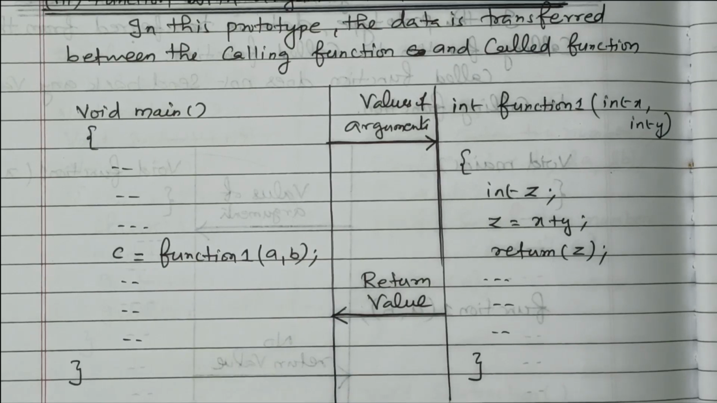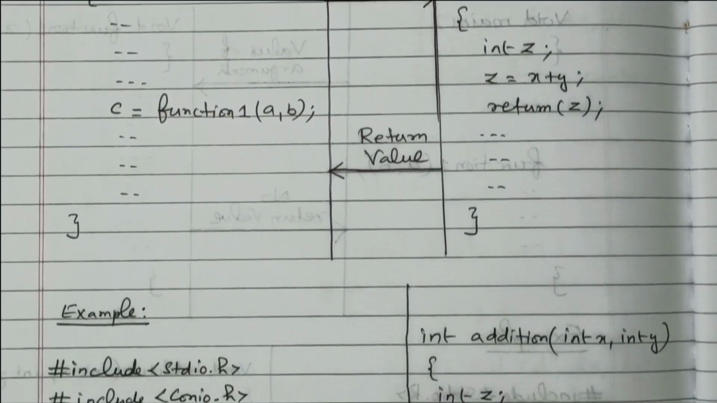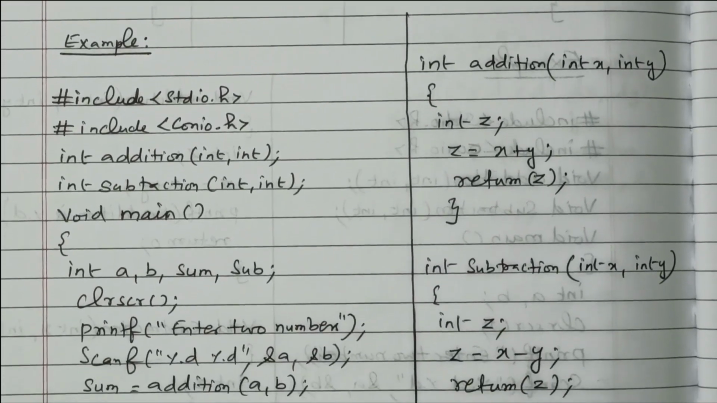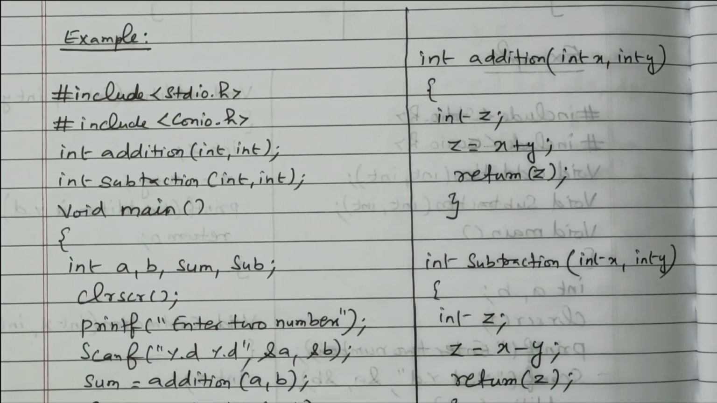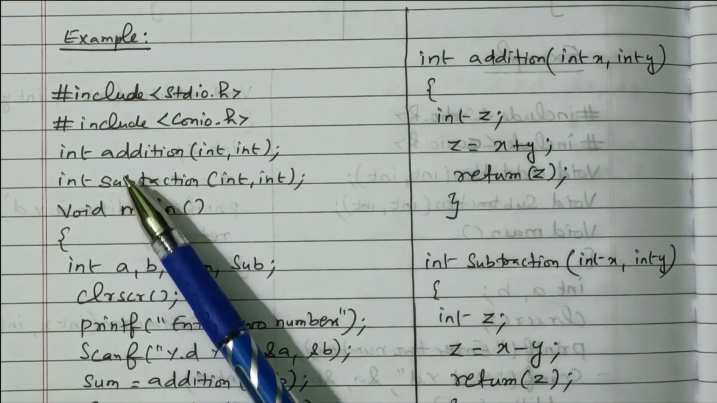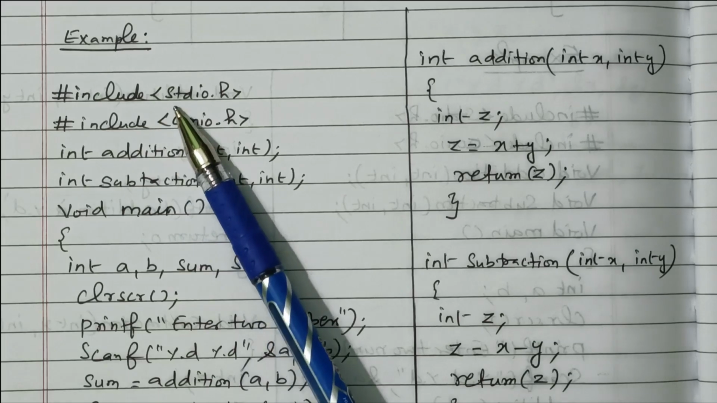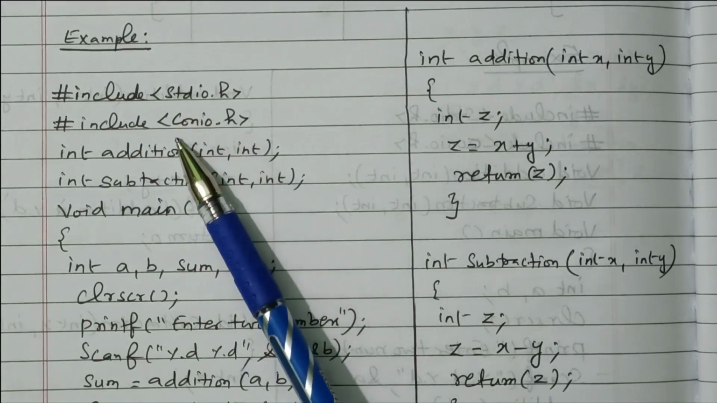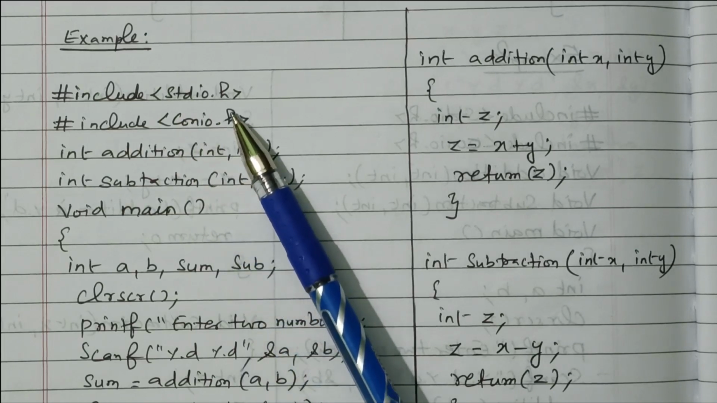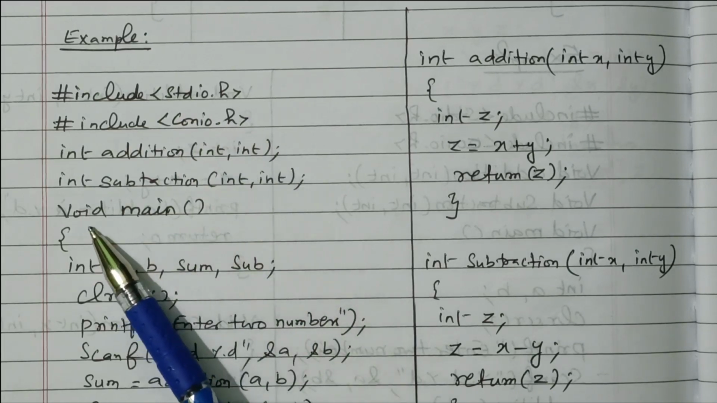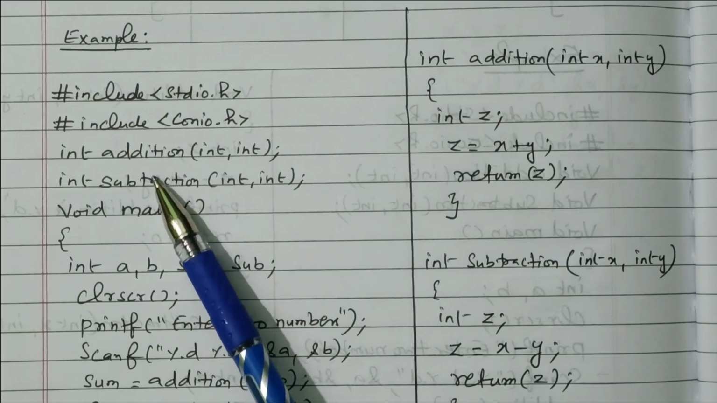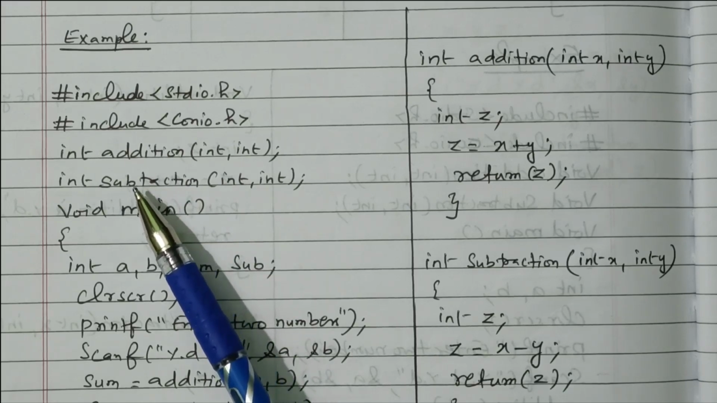Now we'll see an example program so that it is easy to understand. We have two functions, addition and subtraction. First we'll include the header files: stdio.h and conio.h. Two files are included. Before starting the main program, we are declaring the functions. This is called function declaration. We are declaring two functions.